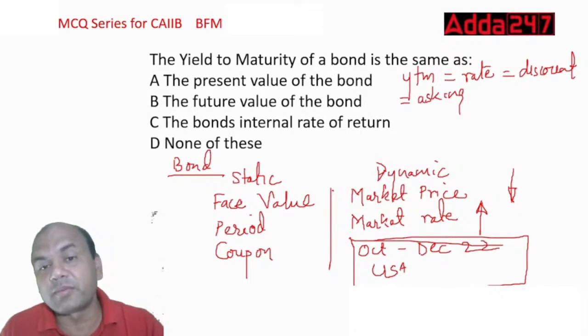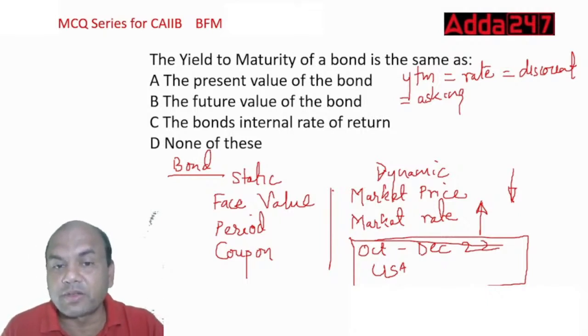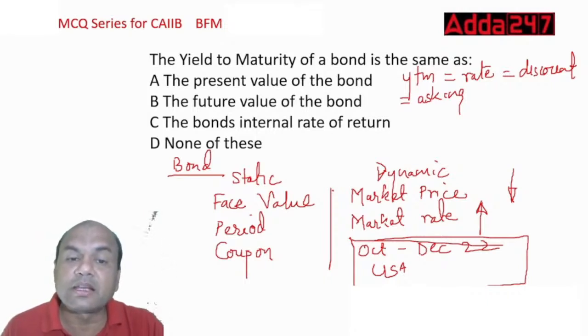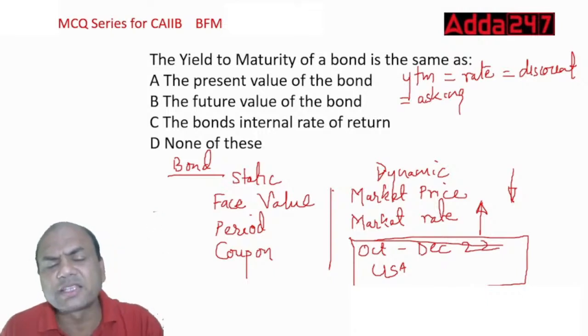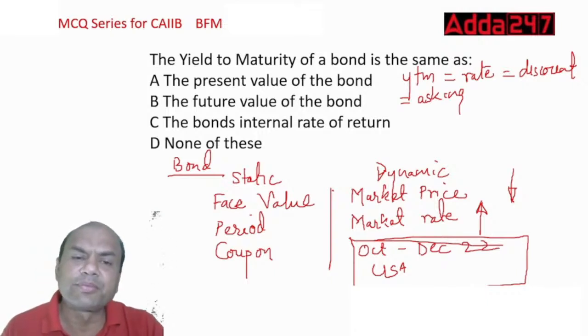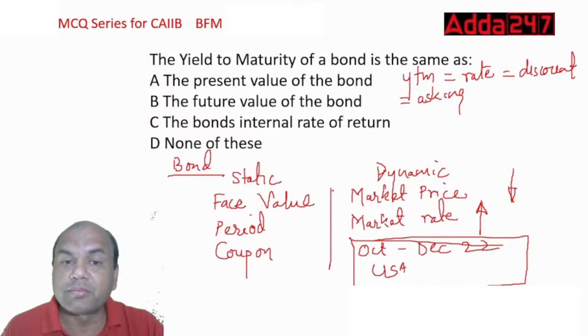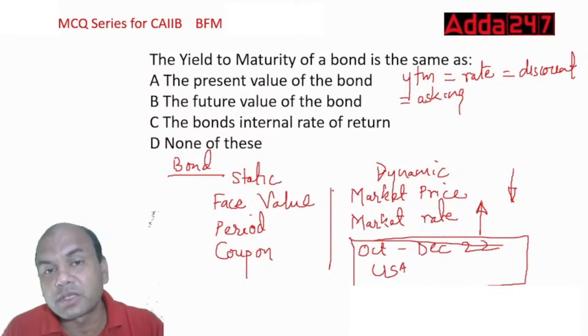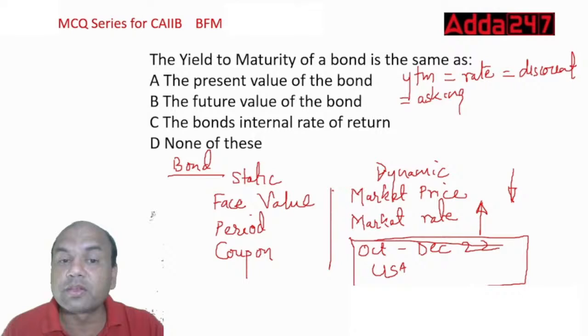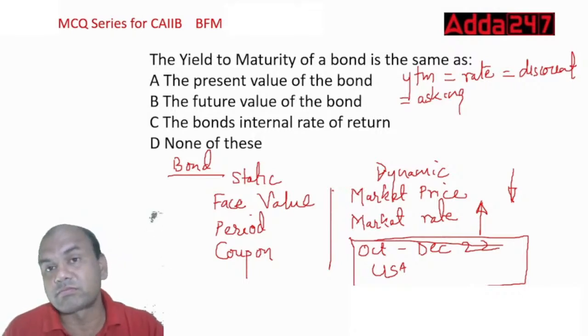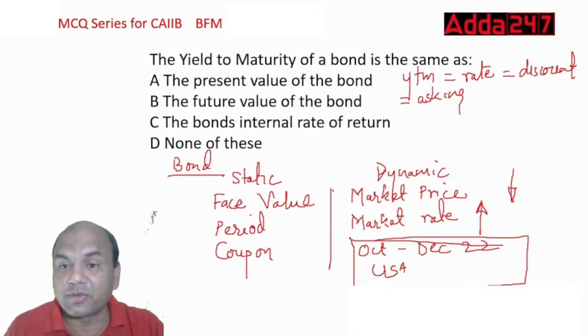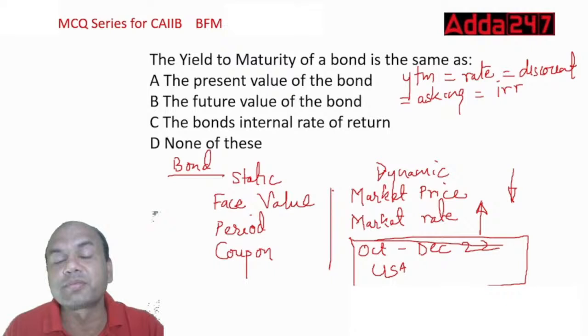So the YTM of any bond is same as the present value of the bond, future value of the bond, the bond's internal rate of return, or none of these. So what is this equal to always? Remember, the present value formula is totally different. The future value formula is also different. Bond's IRR, this can be thought of. You can call this IRR also, internal rate of return.